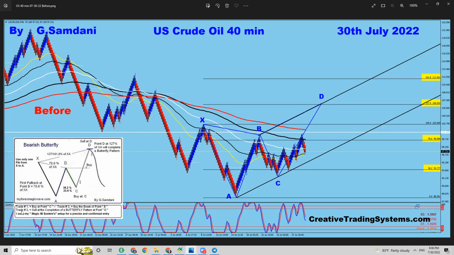You see this? I have it. Trade number 1 is point C. Trade number 2 is here, the break of point B. And then trade number 3 is when the pattern is finished, complete, and then we go short here. But in the meantime, why should I just waste all these opportunities, right? So that's how the system works.